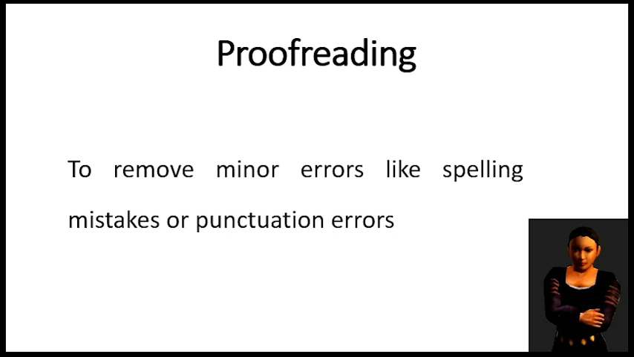In structural editing and copy editing, you can see that the editing is done to the text, to the content, to the written content. Now in proofreading, definitely minor errors in the written content and also the other items like, as I said before, margin, spacing, font size, etc. So these are the three major types of editing.